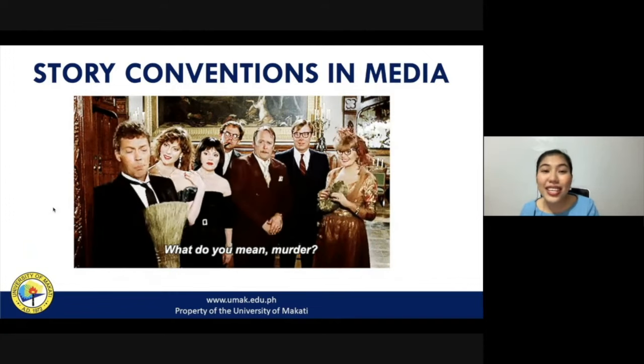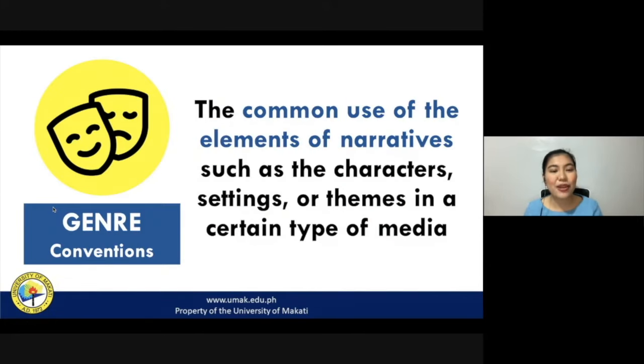And then eventually you would find out that it's one of them who have done the dirty deed. The last type of media convention is genre convention, which is the common use of the elements of narratives, such as the characters, settings, or themes in a certain type of media. So it depends on the genre that is being presented by that media format or media product.